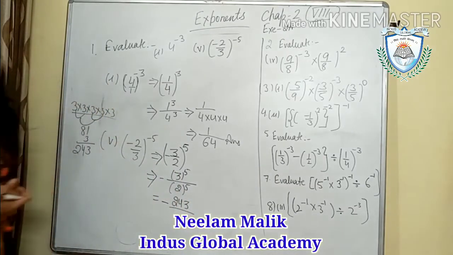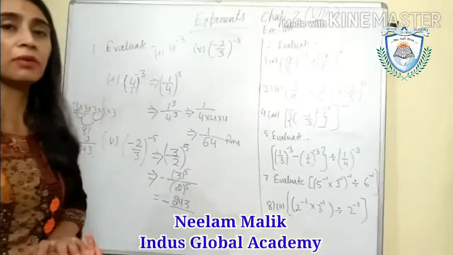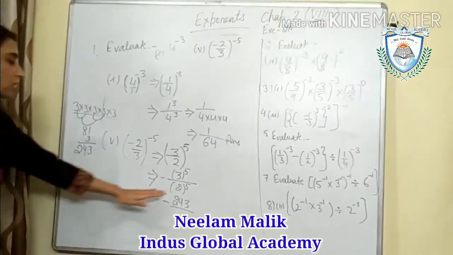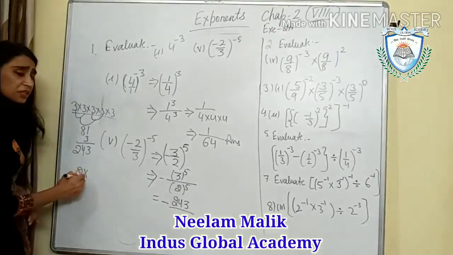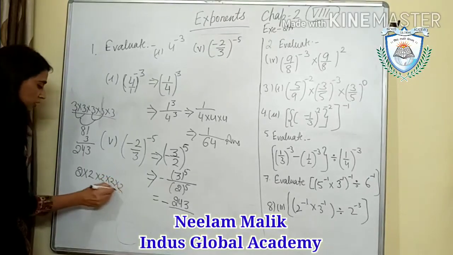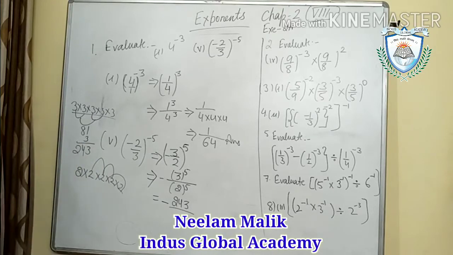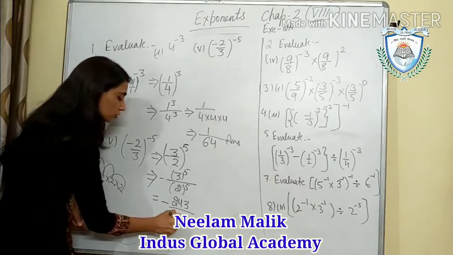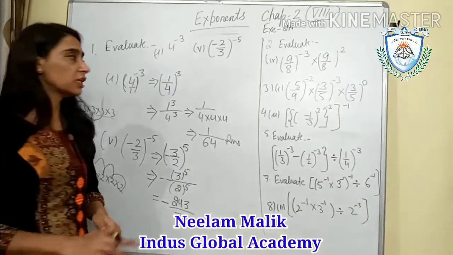What is the power of 2? 2 raised to power 5 means we have to multiply 2 five times. So that will be 32. Okay, so multiply this. 2 2s are 4, 4 2s are 8, 8 2s are 16 and 16 2s are 32. So this is our answer, negative 243 upon 32.